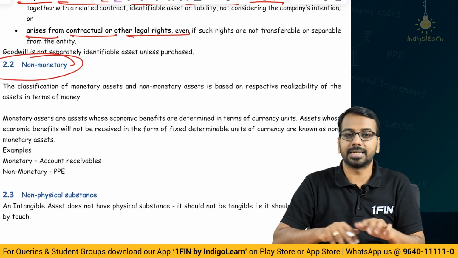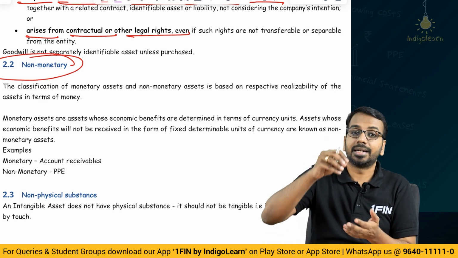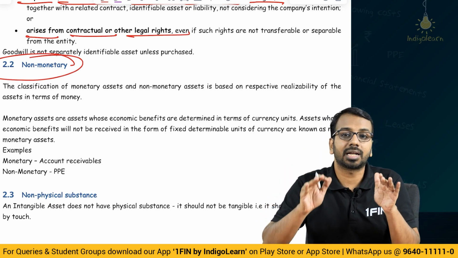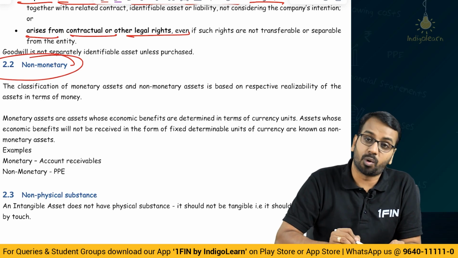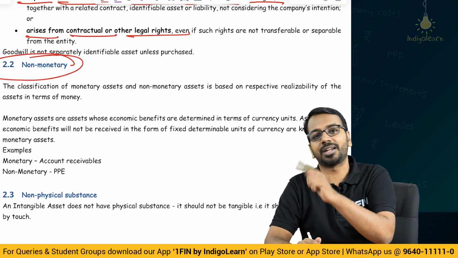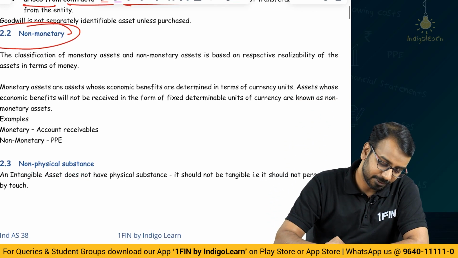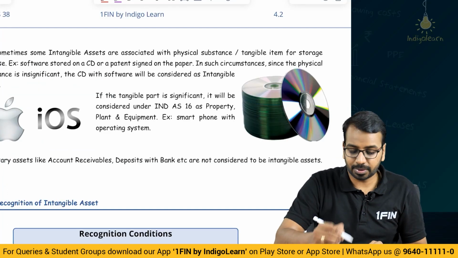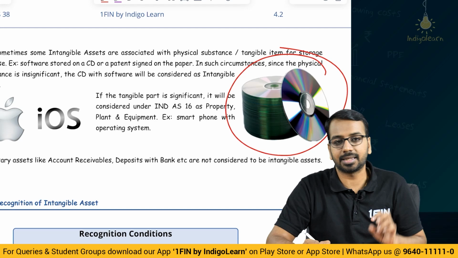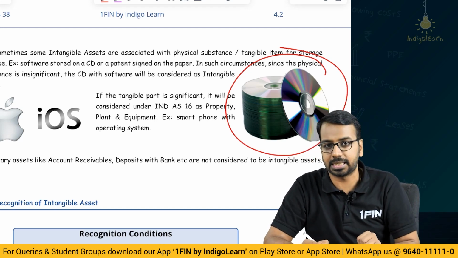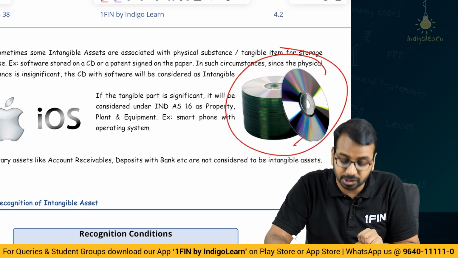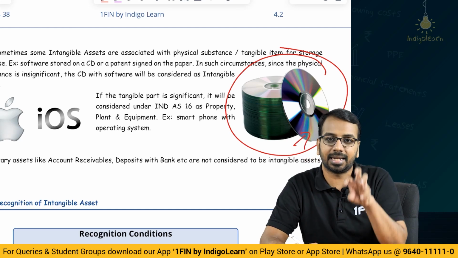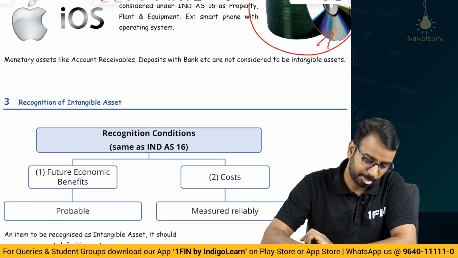So intangible assets are non-monetary items. That is why debtors, account receivables, loans given and all of those things are not intangible assets. Then what are those? Those are financial assets which is covered under IndAS 32 and 109. And it should not have physical substance. Sometimes you have intangible assets like software, which is encoded in a CD. In that case, though this is tangible, the software is intangible because software is the substance of the entire asset and hence it is considered as intangible asset.